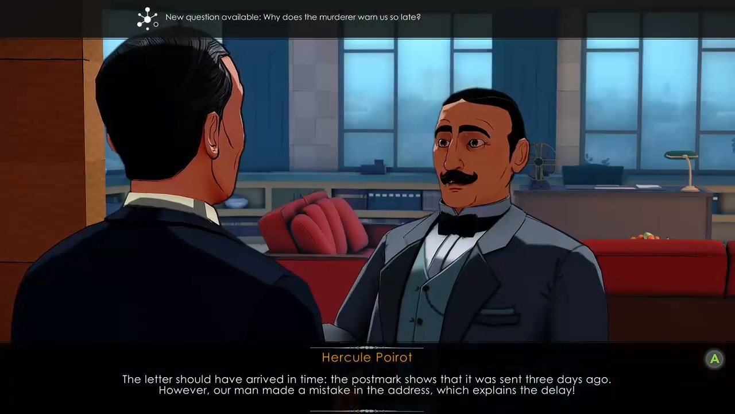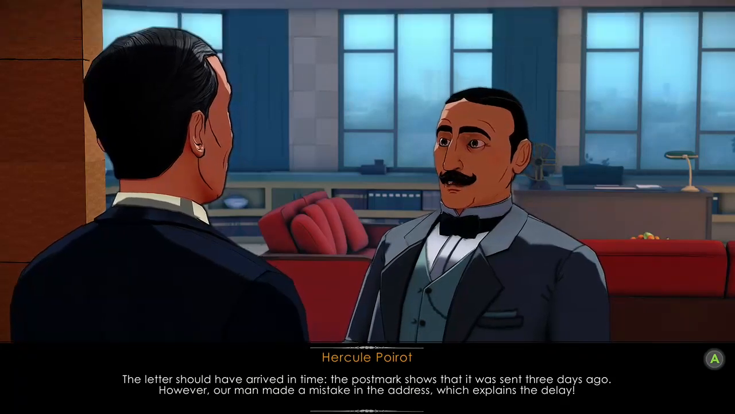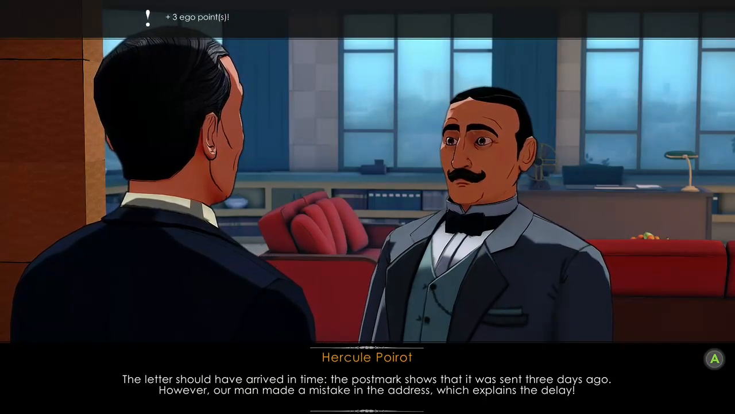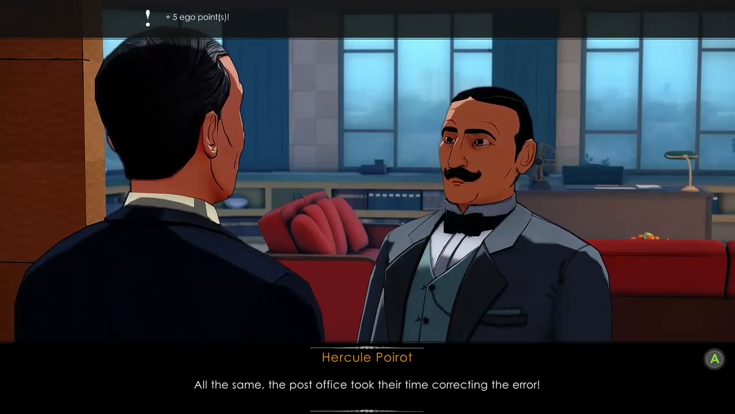The letter should have arrived in time. The postmark shows that it was sent 3 days ago. However, our man made a mistake in the address, which explains the delay. All the same, the post office took their time correcting the error.